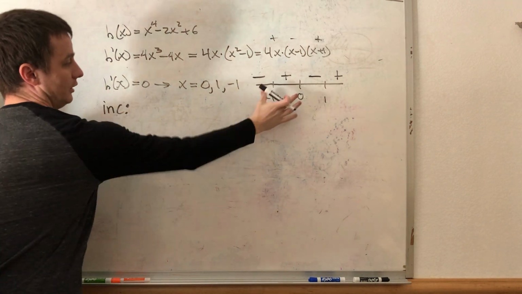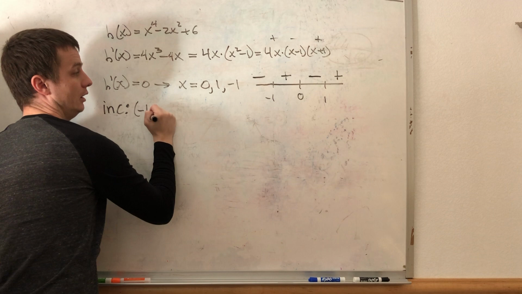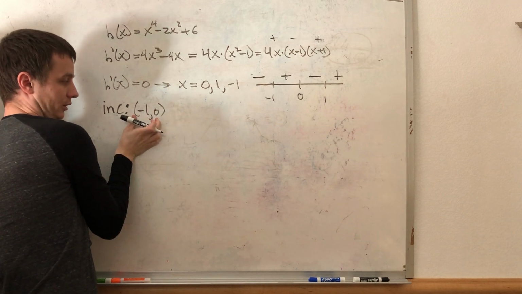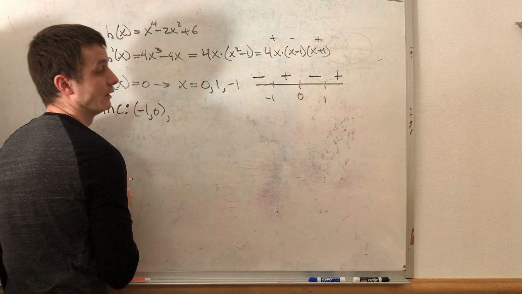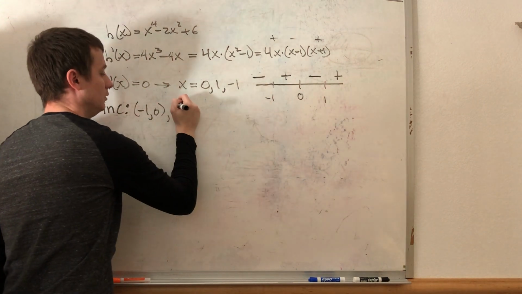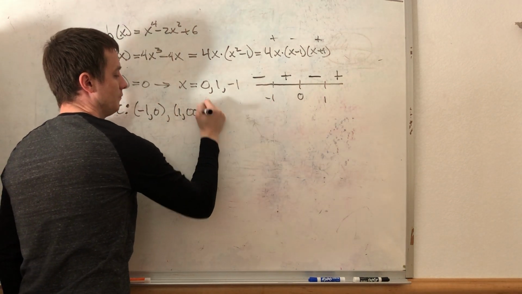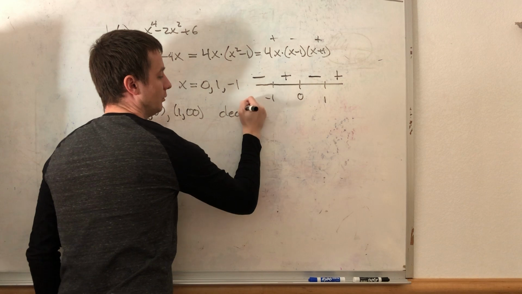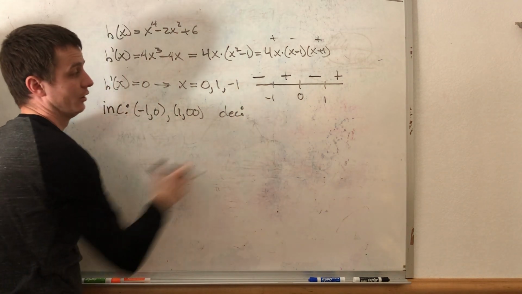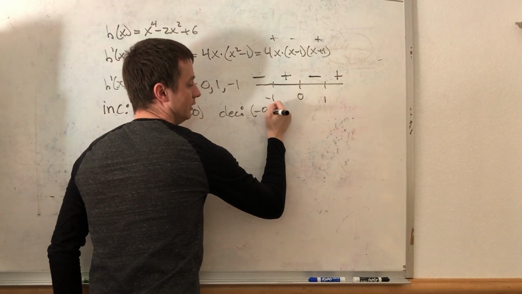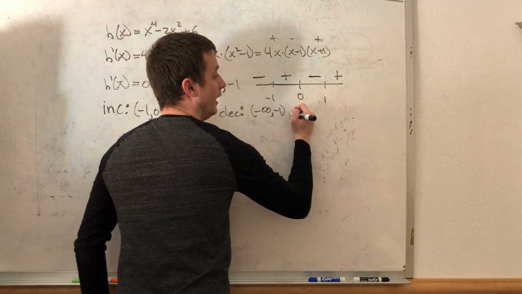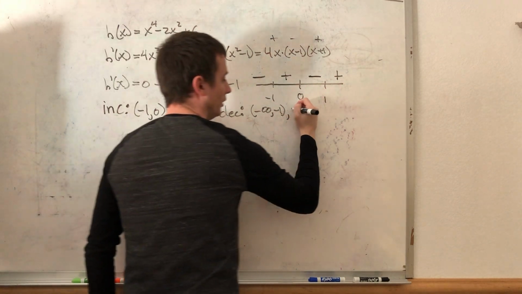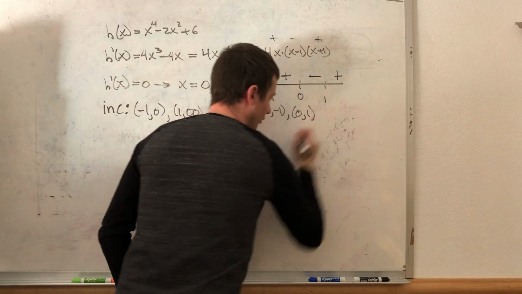It's increasing on the interval -1 to 0. I said to express it as open intervals. And it's increasing on the open interval 1 to infinity. And it's decreasing. Where is it decreasing? It's decreasing from -infinity to -1 and from 0 to 1. So those are the intervals on which it's decreasing.